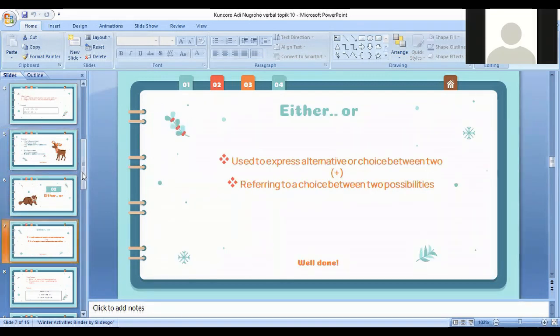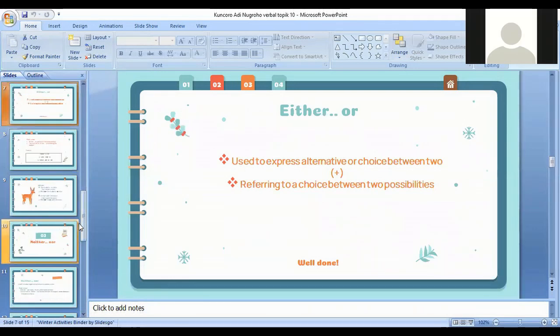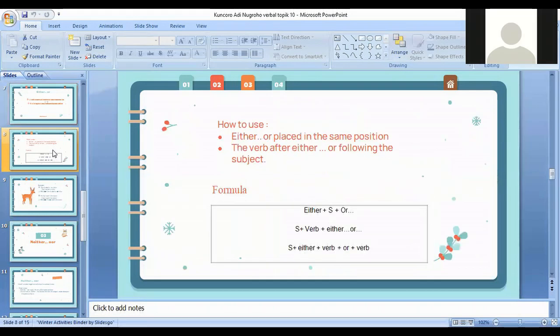Number 2, either or. 1. Used to express an alternative or choice between two. 2. Referring to a choice between two possibilities. How to use: either and or are placed in the same position. The verb after either or follows the subject.